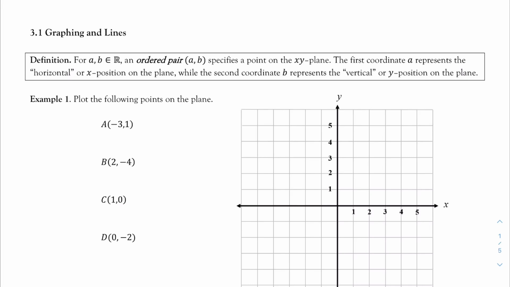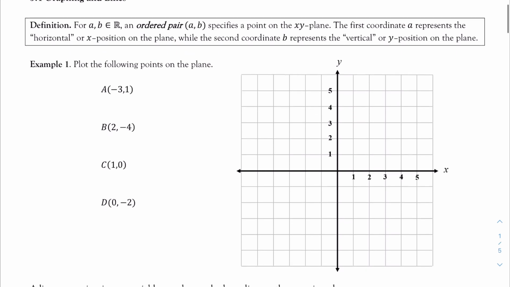Moving into our Module 3, we're going to start with 3.1, Graphing and Lines. So we're going to start with an introduction to graphs. In particular, we're going to focus on what lines are and how we express them algebraically. To start us off, let's start with the definition of what is an ordered pair.